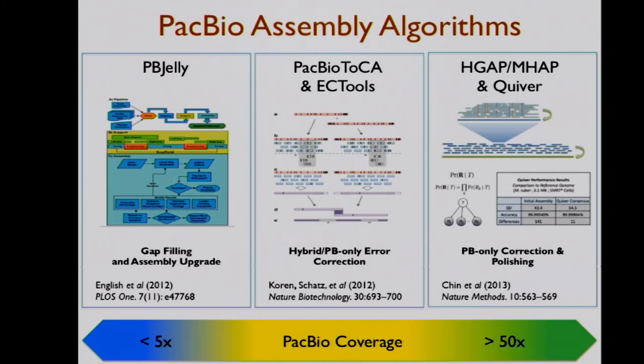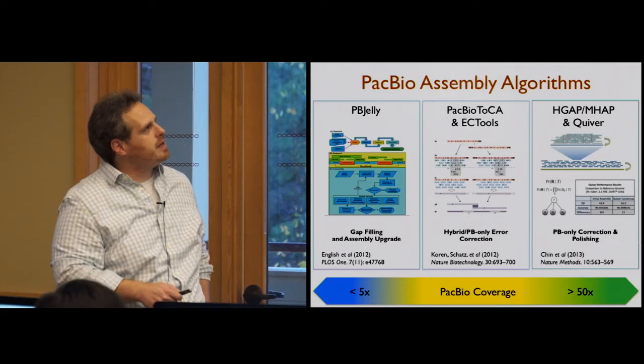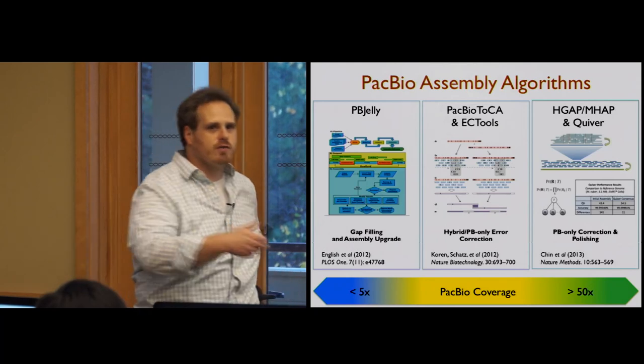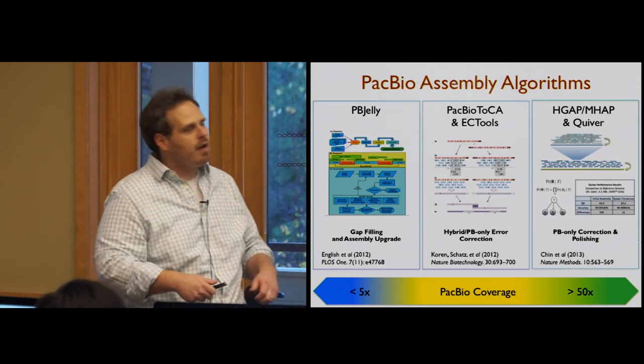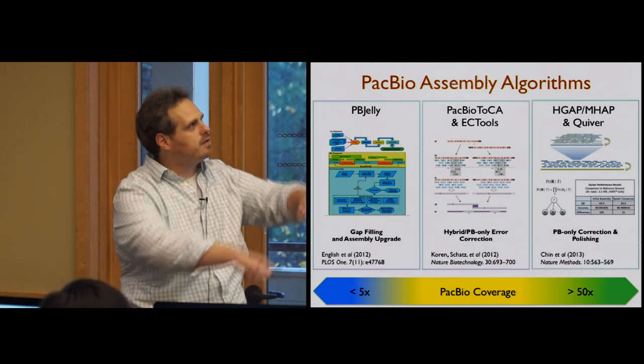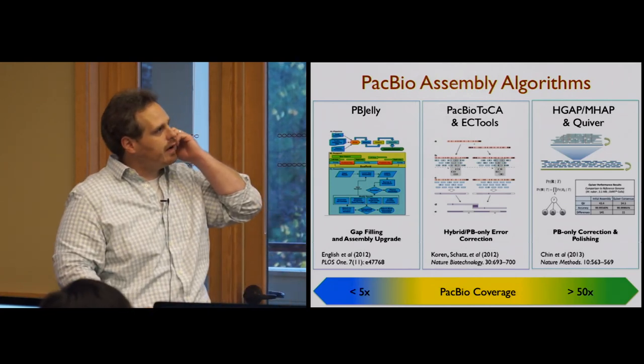More recently, there's a new optimized algorithm called MHAP that was published in Nature Biotech a few months ago. If you don't have high coverage where you can compare the long reads to each other, an intermediate strategy is to use hybrid approaches where we combine, say, PacBio coverage with Illumina coverage. Same sort of idea: we take long reads, align short reads, or an assembly of short reads, and use that to resolve the errors.